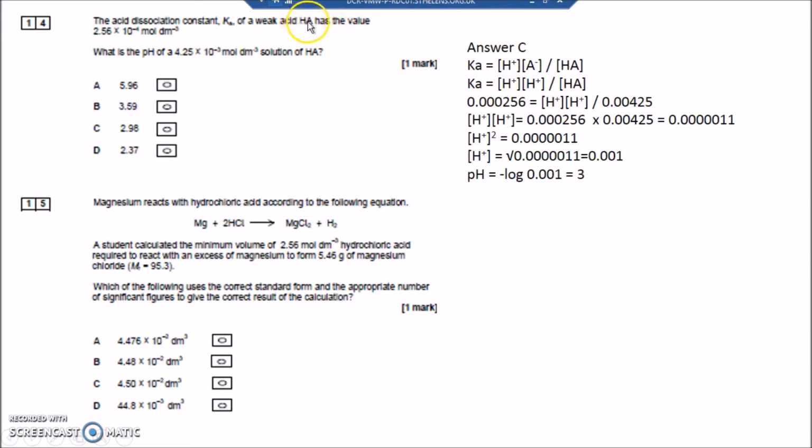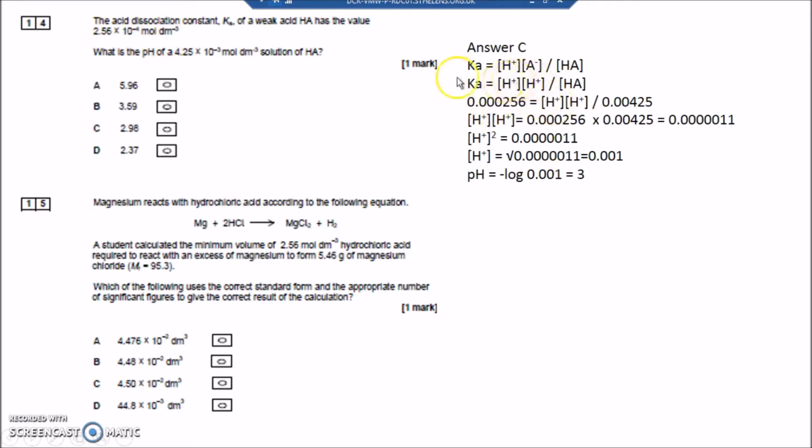So, reminder again, all acids produce H+, so H+ must mean that A minus is left over. H+ multiplied by A minus, they're the products. The concentrations of each of those divided by the concentration of HA is the equilibrium constant, or the acid dissociation constant. That equals 0.00026, or 2.56 times 10 to the minus 4.